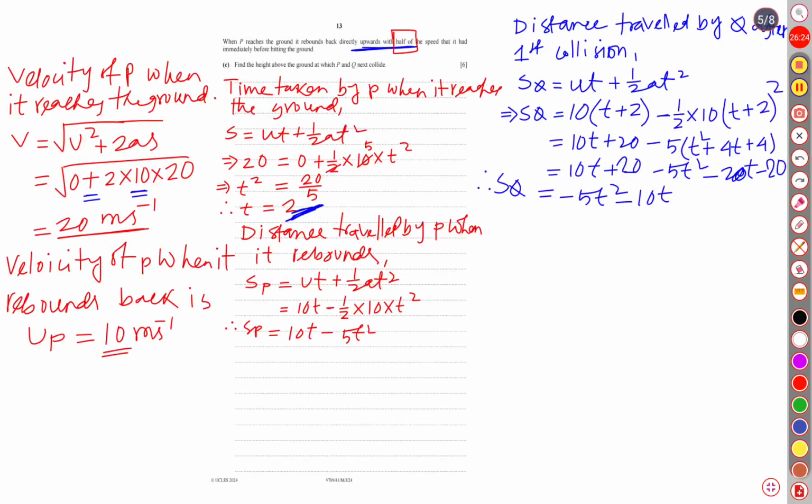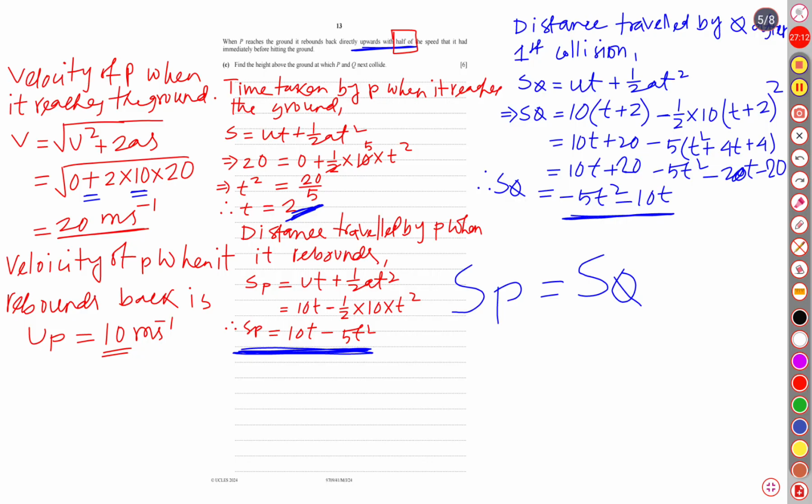Then let us see the displacement traveled by P. P traveled 10t minus 5t square, whereas Q traveled this distance. And our fundamental concept from which we started our solution was that both of the particles collided at the same height from the ground. So let's see what will be our equation. The distance traveled by P must be equal to distance traveled by Q. Now the question is, will it be balanced?